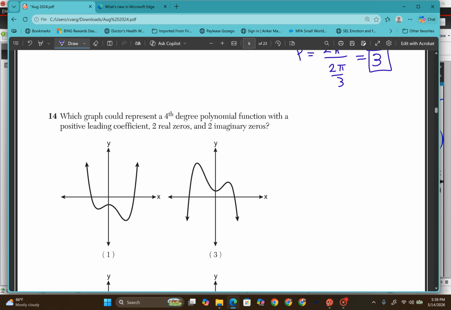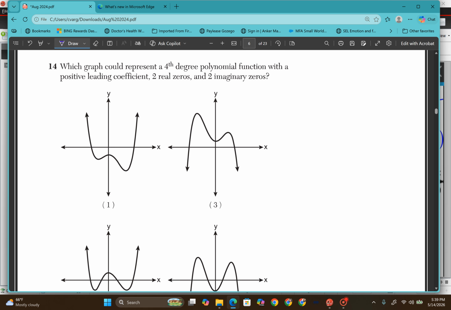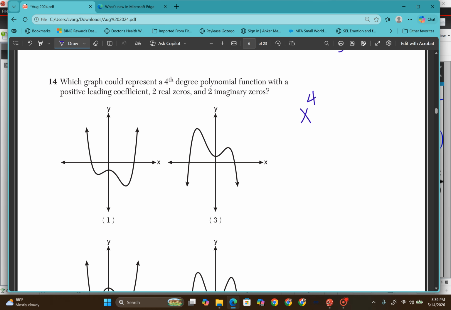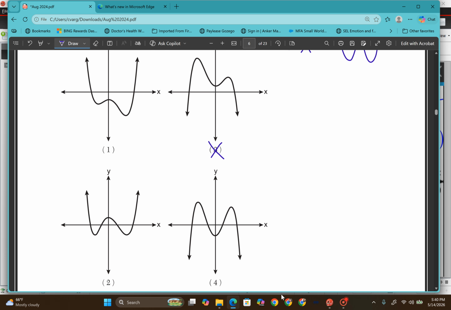Question number 14. So which graph could represent a fourth degree? Fourth degree means that you have something raised to the fourth power. So what you need to know about that is both of the end behaviors go in the same direction. Either positive or negative. If the leading coefficient is positive, it's going to be facing up. If it's negative, it's going to be facing down, something like that. Since it says positive, we know it has to be facing up. So anything that's facing down is wrong. So it's not 3 and it's not 4.